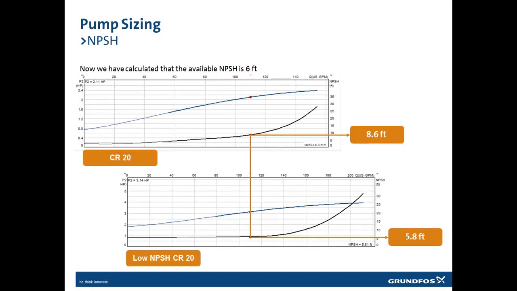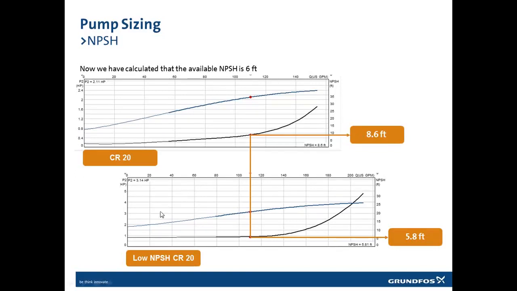Now this is a pump that will suit the boiler we talked about before. If I take a look at the NPSH value of a CR20 pumping 110 gallons per minute, then I end up with an NPSH curve showing 8.6 feet required by the pump. I need 8.6 feet in order not to cavitate in cold water. That's not good enough because we have only 6 feet available.